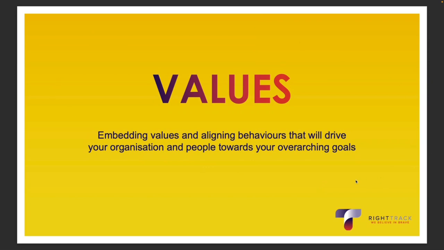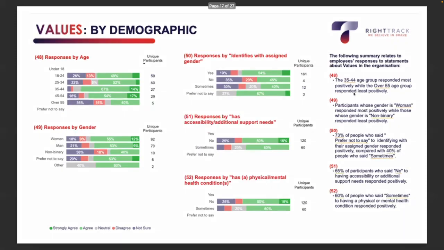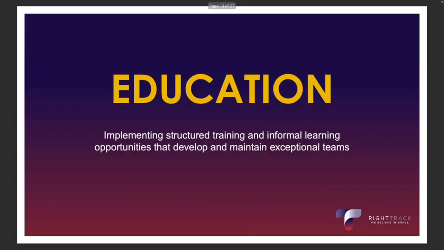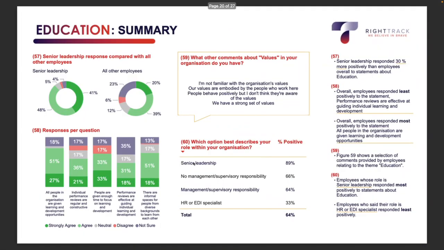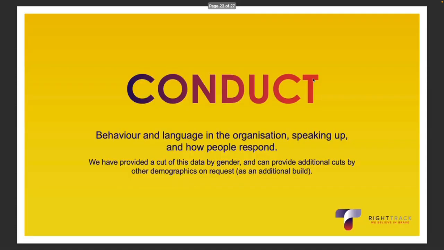We've got our value section. So this is how well your values and behaviours drive your organisation and people towards your goals. And again, sort of following the same structure. The insights that you can pull out of this will then help guide you in which areas need your focus. When we talk about education, that's how well our training and learning opportunities develop and maintain exceptional teams. Our education summary here, we've got our breakdown by demographic again, and the second page there.